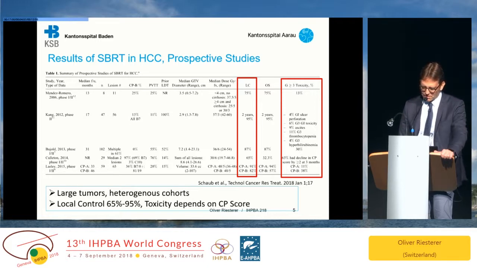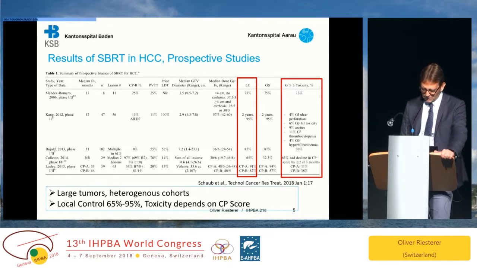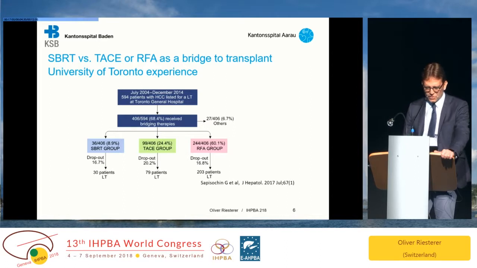There were some high-grade toxicities, like ulceration of the GI tract, or ascites. And in one study, in case of Child-Pugh stage B, there was even 38% toxicity. So also when we use SBRT, we really have to be careful about the stage of cirrhosis.